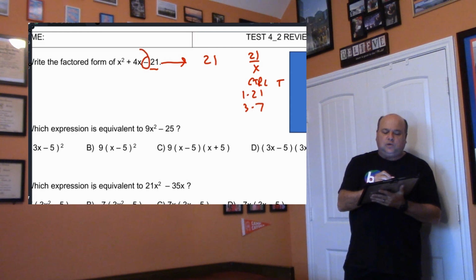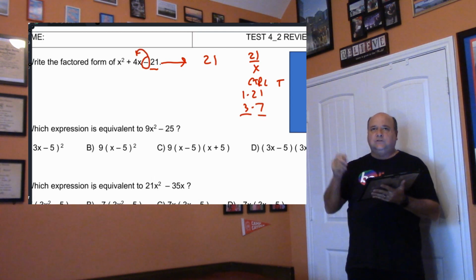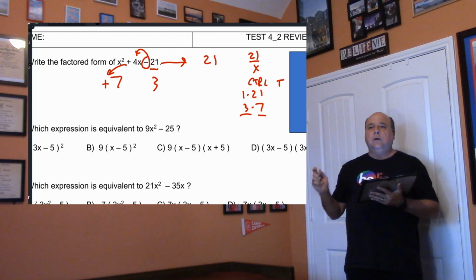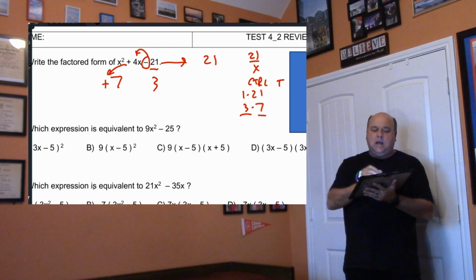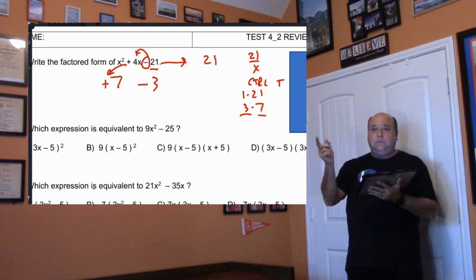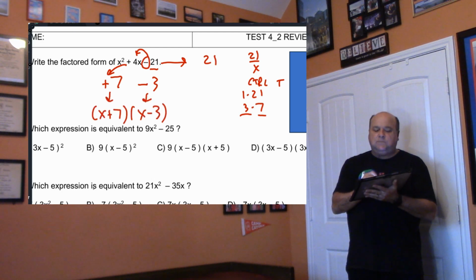Which one of those subtracts and gives you 4? The 3 and the 7, right? 7 minus 3 is 4. Put the biggest one first. So we're going to put 7 and 3. The middle sign always goes to the big number. Now then, if I put a plus in front of the 3, I'm going to add them. I want to subtract them, so I'm going to do 7 minus 3. That's going to be 4. Okay, and then these just drop into the parentheses. x plus 7, x minus 3.